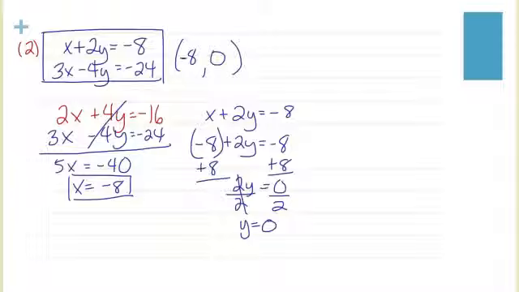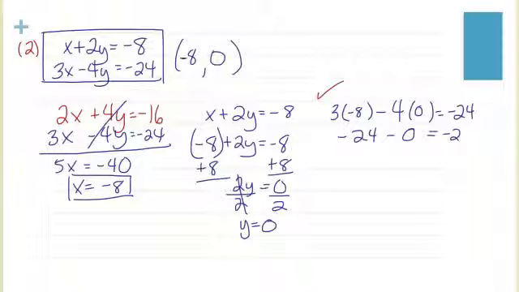But I can also just do a check. So again, I'm going to pick up my second equation this time. 3x minus 4y equals -24. -8 and 0, answer I think I have. So -24 minus 0 equals -24. Yep, that looks good. So -8, 0 is my answer.